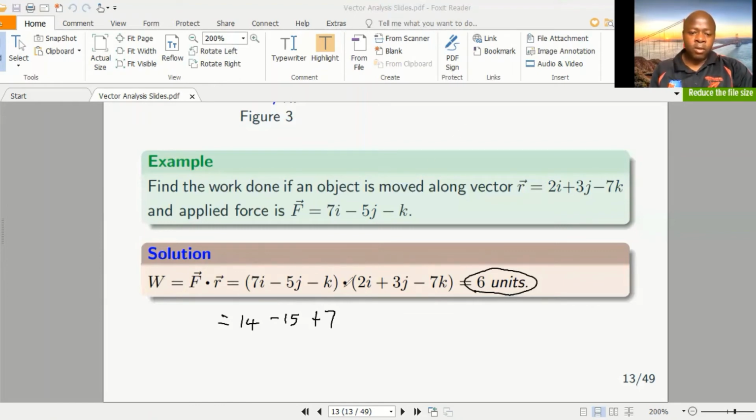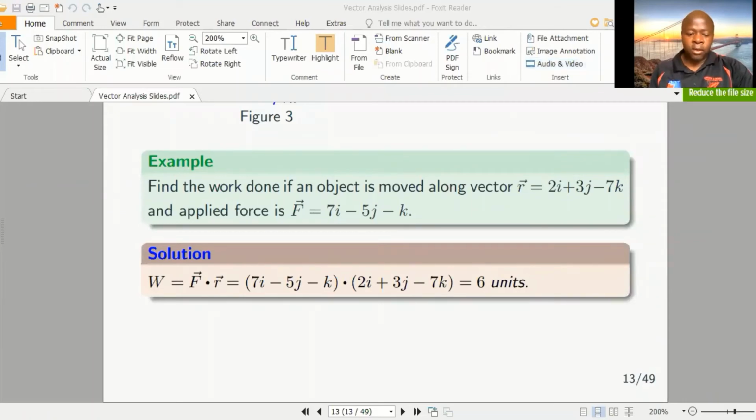And of course, we know how to manipulate this. We did this before, how to get the dot product. So if you missed that, you can check our earlier video on how to get the dot product.